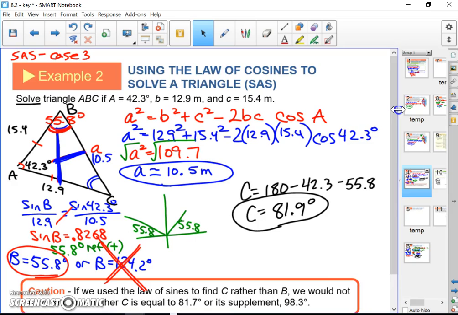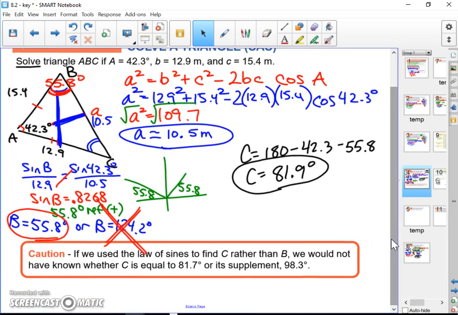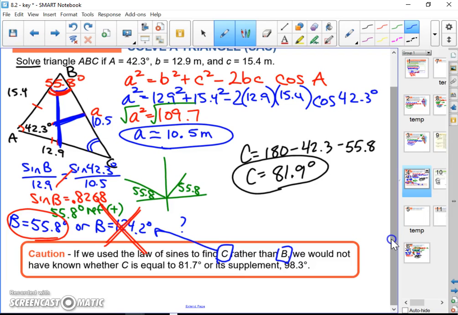There they are. Now down at the bottom it says caution. If we had chosen to find angle C instead of angle B, we would have a big problem because angle C was the biggest angle in the triangle, and so angle C could have been that 124. We wouldn't have known whether to use the 55.8 or the 124.2. And so that's why it's going to be so important for us to pick the smallest remaining angle when we're doing our law of sines in this one.